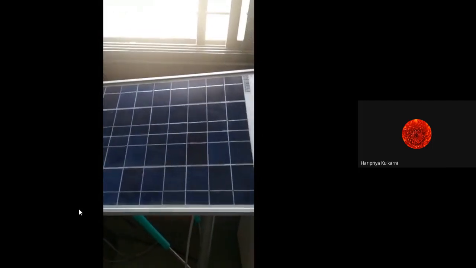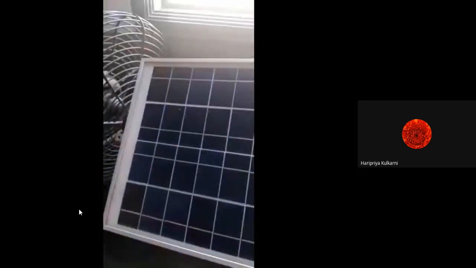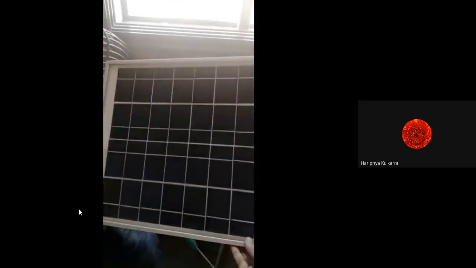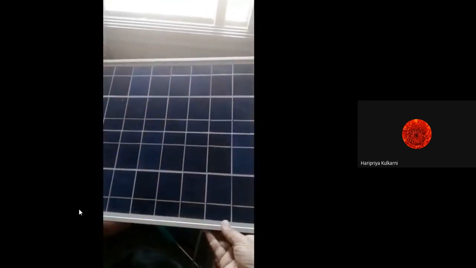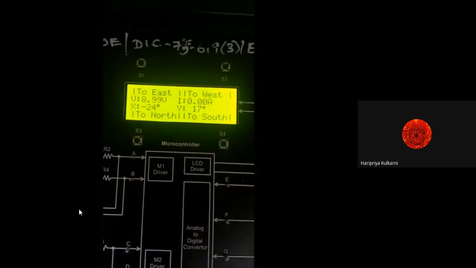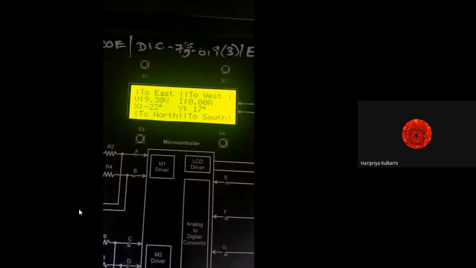In case of dual axis tracking, we change both the things. Okay. So this is the panel position wherein you can observe the voltage. Yes, this is one of the readings. You can observe your voltage is 8.97 volt. Okay, the X coordinate is minus 23 degree and the Y coordinate is 70 degree. So this is the last reading.